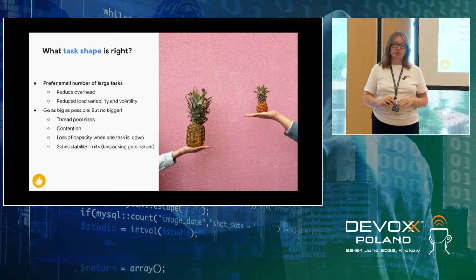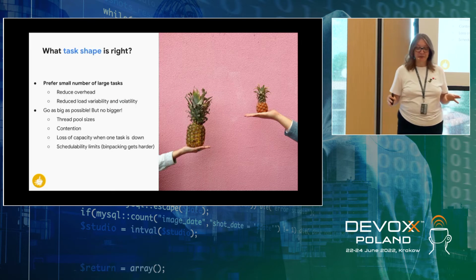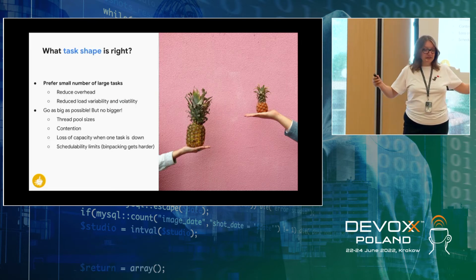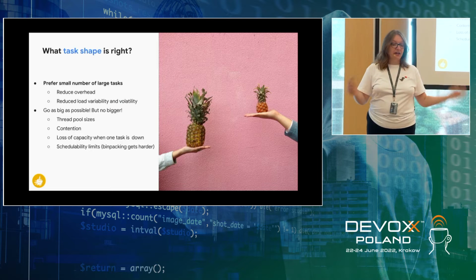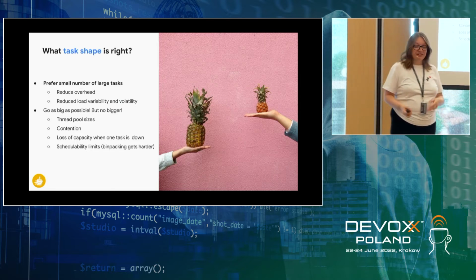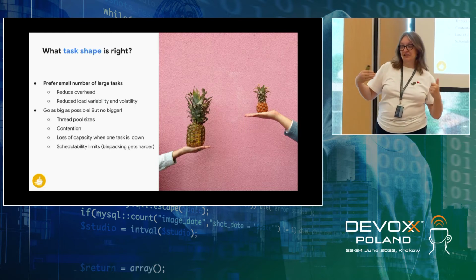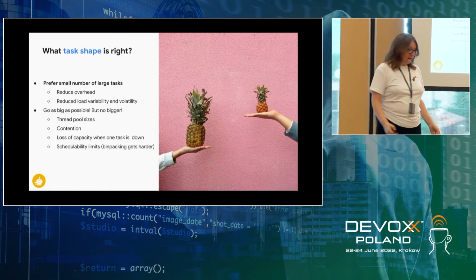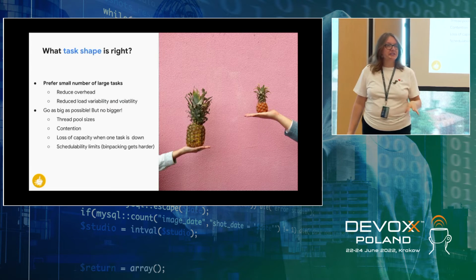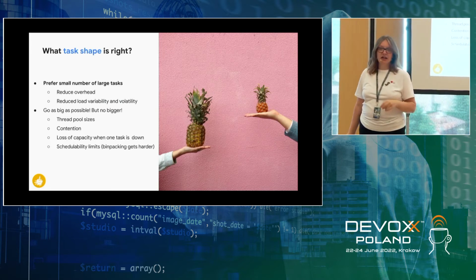It's easier to do load balancing. It's less volatile in general. So I would say go as big as possible, but there are, of course, limitations that you have to pay attention to. You will have thread pool sizes or some contentions in your application. So you, as a service owner, probably understand best how high it's possible to go. But you should also consider the loss of capacity when one of those replicas is down.